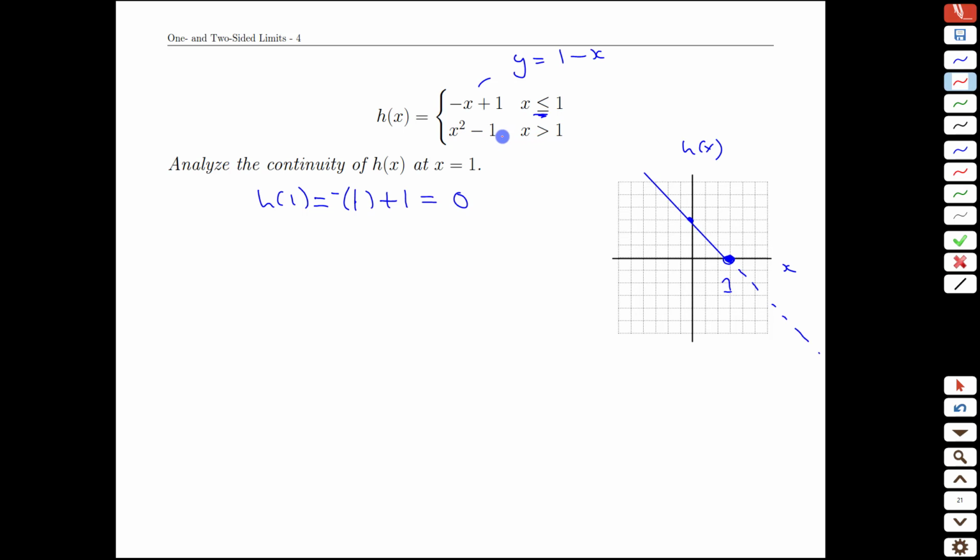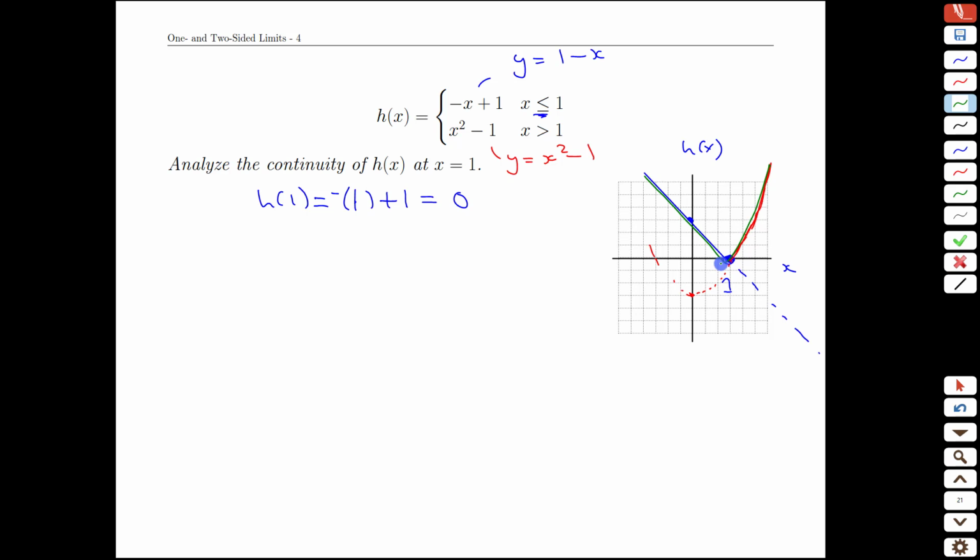What about the other one? Well, this is a parabola. Y equals x squared is the standard parabola centered at 0, 0. But then we shifted down by 1. And then we'd have a parabola that looks like this. But it only kicks in once we get past 1. And so we would have that kind of shape. So the entire graph would be this straight line here, followed by the curve.